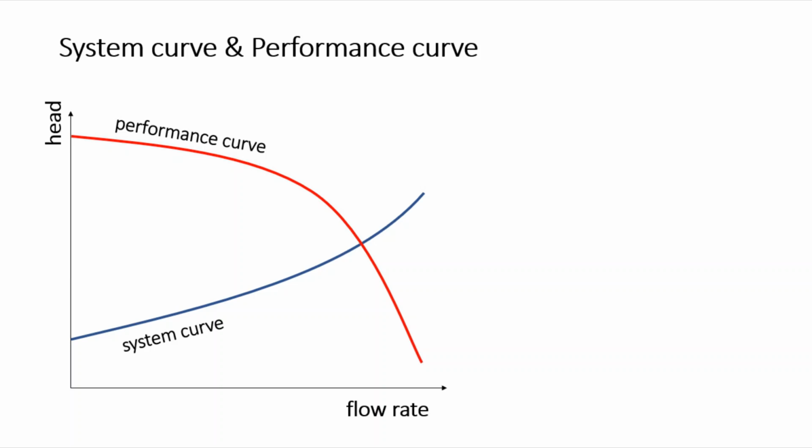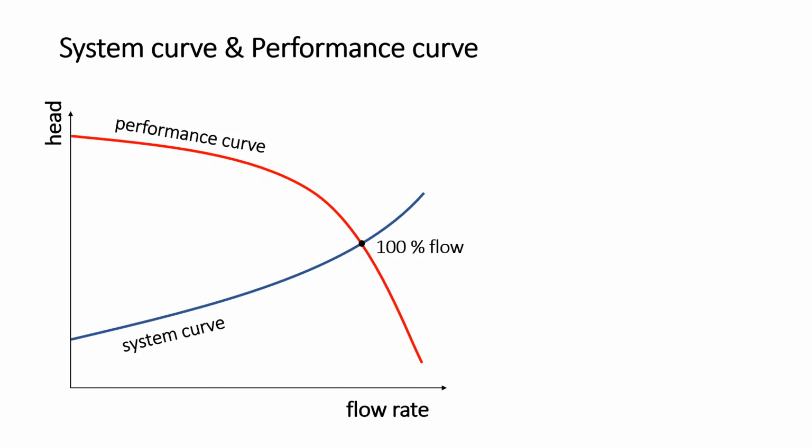Now I am going to talk about how we are going to use these two curves, the performance curve and the system curve, in further stages. To recall, the system curve demonstrates how much head we require in our specific piping system, while the pump performance curve demonstrates how much head a pump is going to deliver.